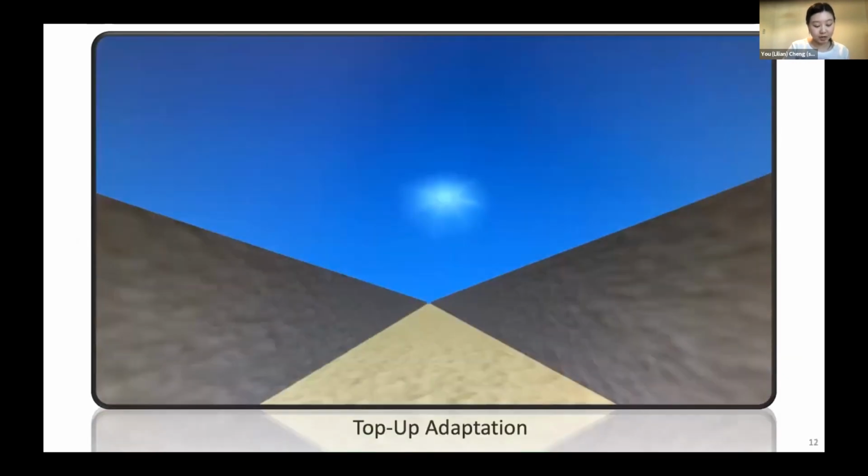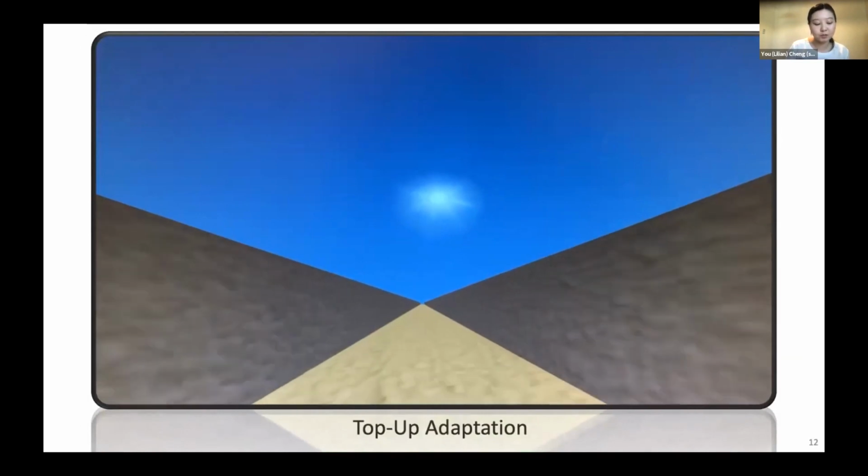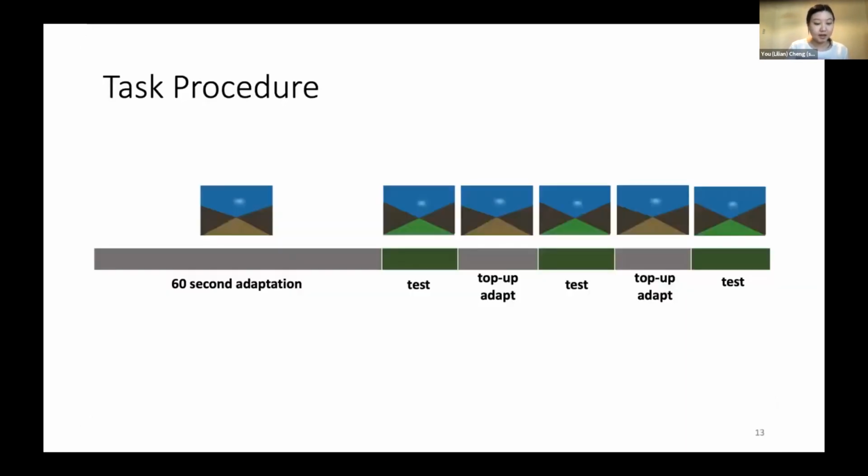After each test trial, we presented a 10-second long top-up adaptation to maintain the adaptation during testing. After each top-up was another test phase trial, followed by another top-up adaptation, and then a test trial, and so on and so forth.